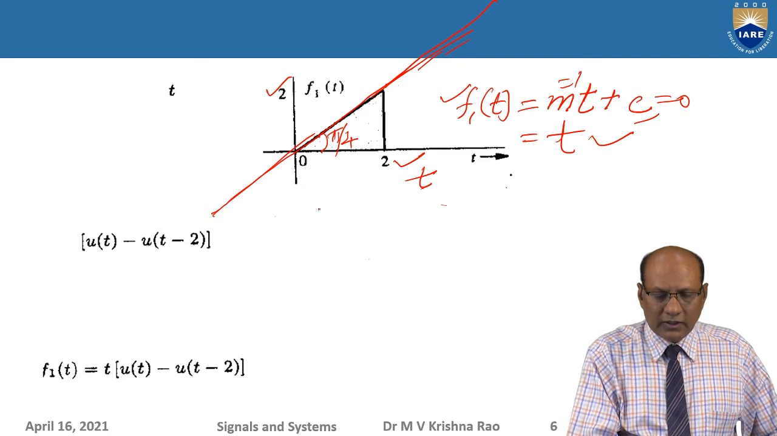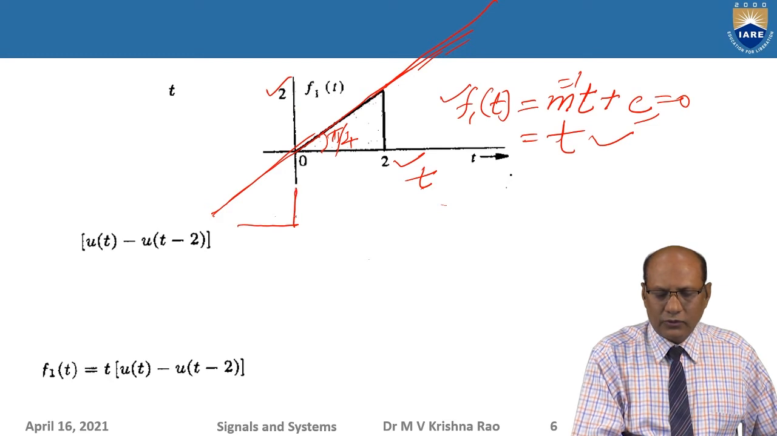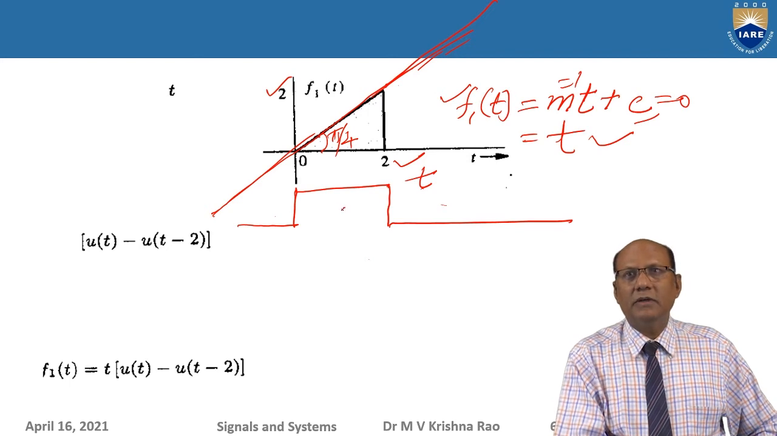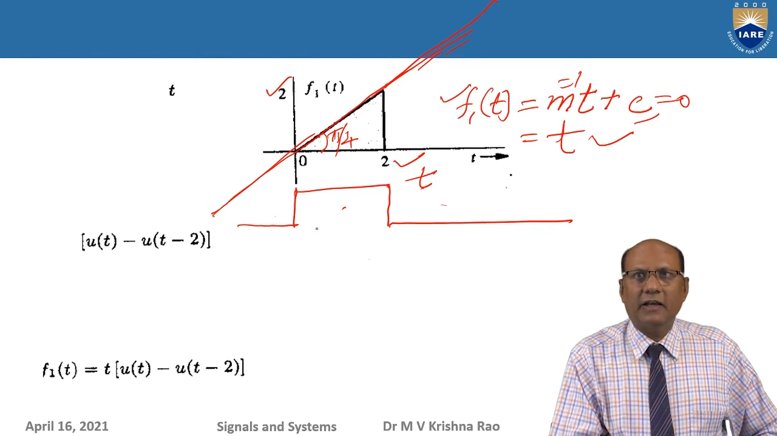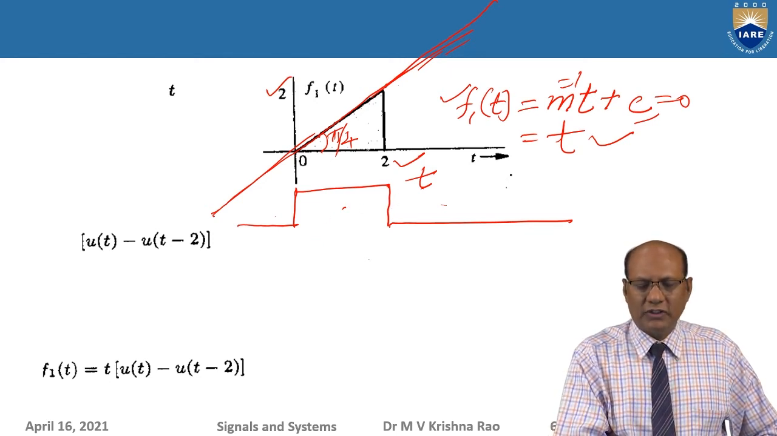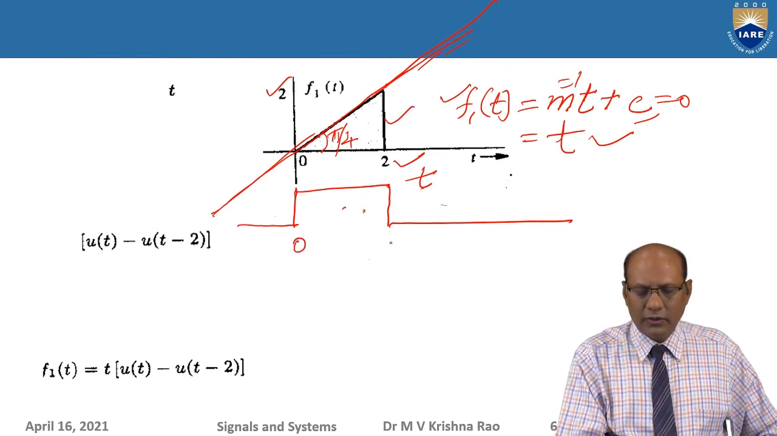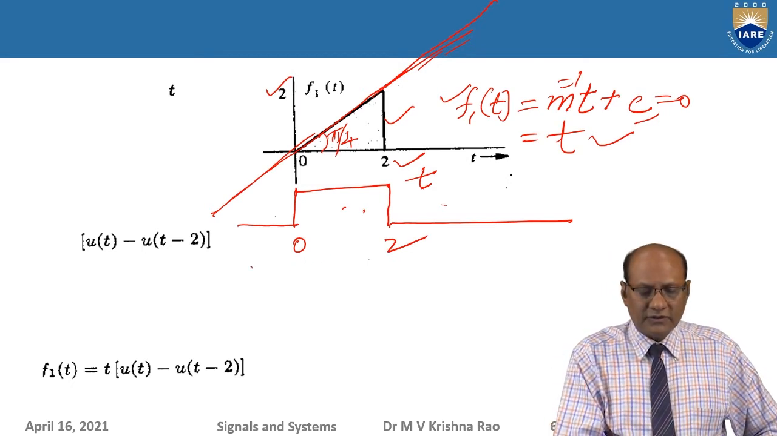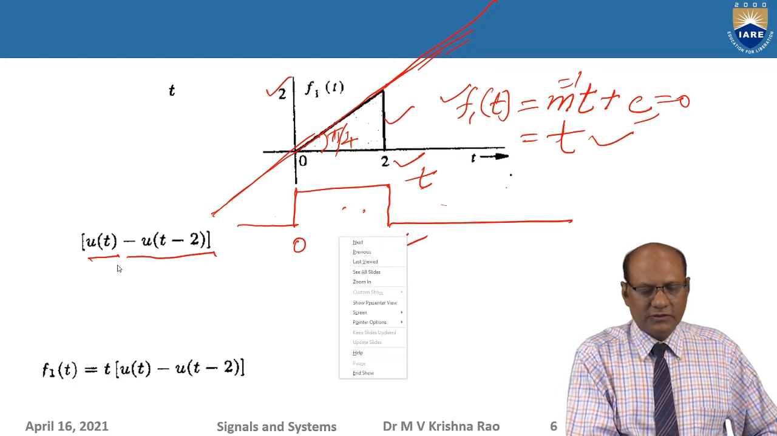Now I want to get this triangle. If I have to get this triangle, what do I have to do? I have to take a pulse like this and multiply it with this infinite straight line, so that I will get this triangle. How do I represent this pulse? This is 0 here, 2 here. As I explained in the previous slide, this is a combination of u of t, a positive step function, minus u of t minus 2. So this part you know already.